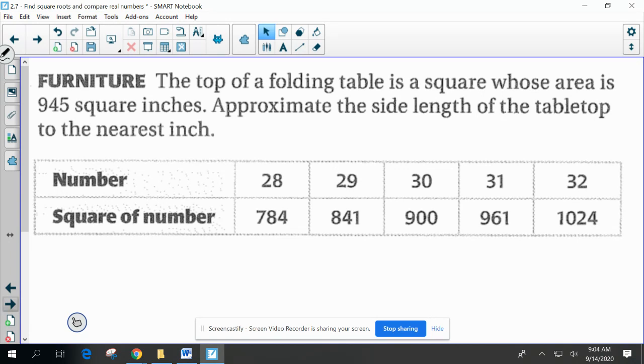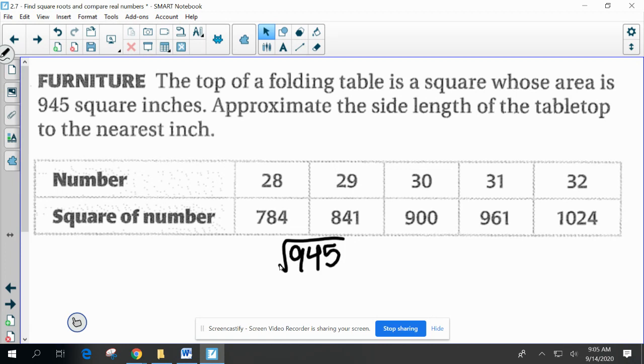Okay, the top of a folding table is a square whose area is 945 square inches. Approximate the side lengths of the tabletop to the nearest inch. So here we have our perfect square list extended way beyond what we did. If the square footage of the table is 945, estimate where it's going to lie between. So we're talking about the square root of 945.